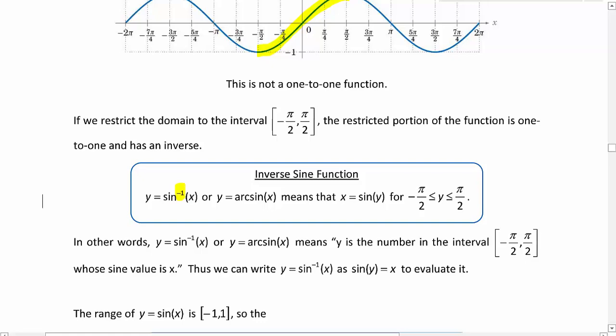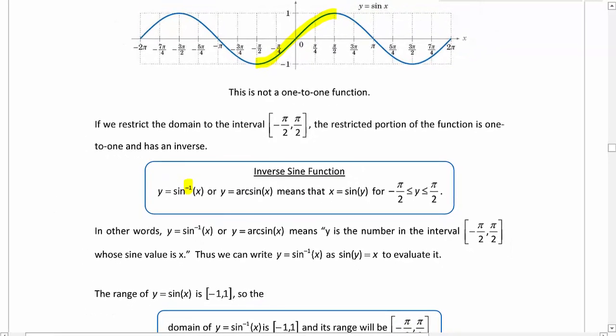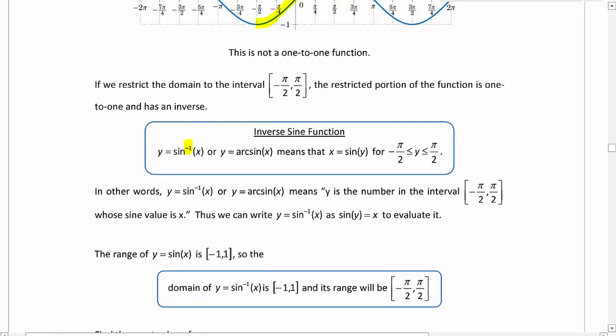The range of sine of x, looking at the graph, is negative 1 to 1. So that means that the domain of sine inverse is negative 1 to 1, and its range will be negative pi over 2 to pi over 2. Remember, with inverse functions, we interchange the domain and the range, so that's why it's happening here.